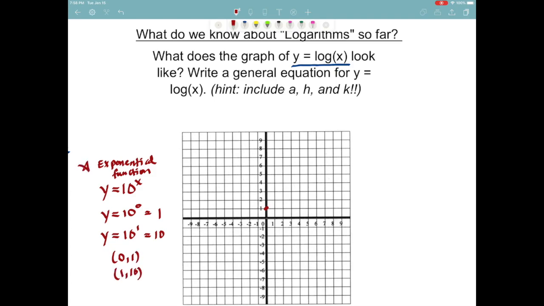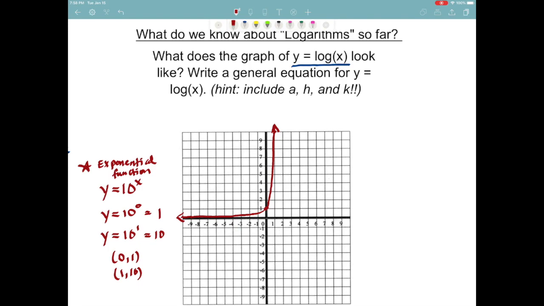Now that's the exponential function. So that one would run right along here. It's got that asymptote. It's going to curve up here at the end, hit that point (0, 1), and then it's going to shoot all the way up to the point (1, 10).